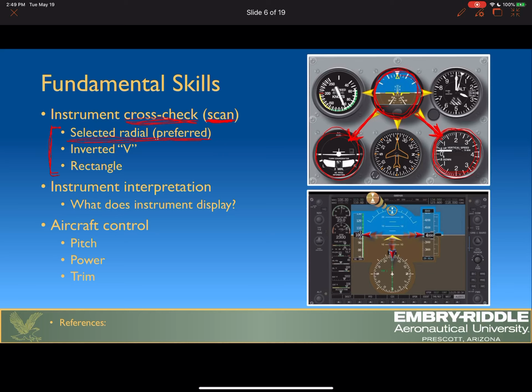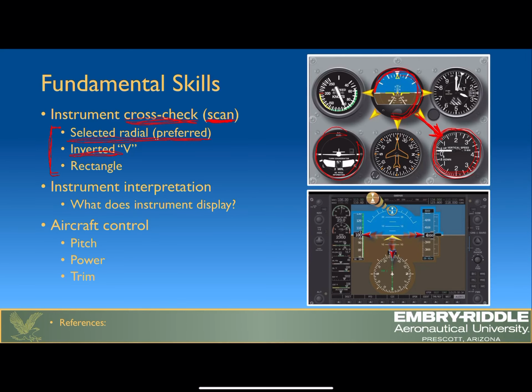Because again, these three give you a lot of information. And then you would simply be referencing the other three. So this could be another method of a cross-check or a scan. You're going in between attitude, turn coordinator, and vertical speed while referencing the other three. So that is why you can see it kind of makes an upside down V if you look at it that way. So that is the inverted V method. Let's erase all this again.